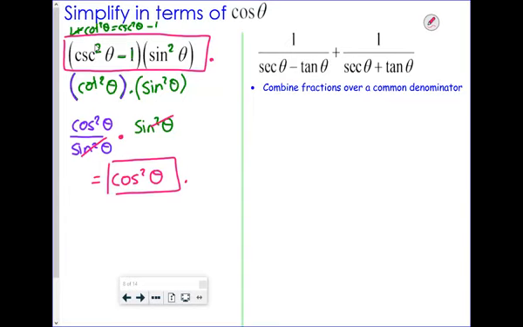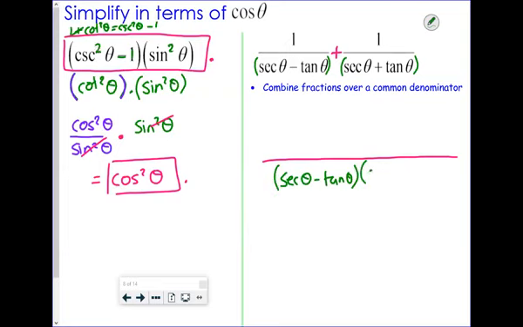Okay, to simplify, can you see we've got two totally separate fractions? What we could do is combine them to just get one mega fraction by combining them over a common denominator. So to combine them over a common denominator, I'm going to get these two denominators and multiply them together. Secant theta minus tangent of theta multiplied by secant theta plus tangent of theta. Can you see what we've got there? We've got difference of squares.